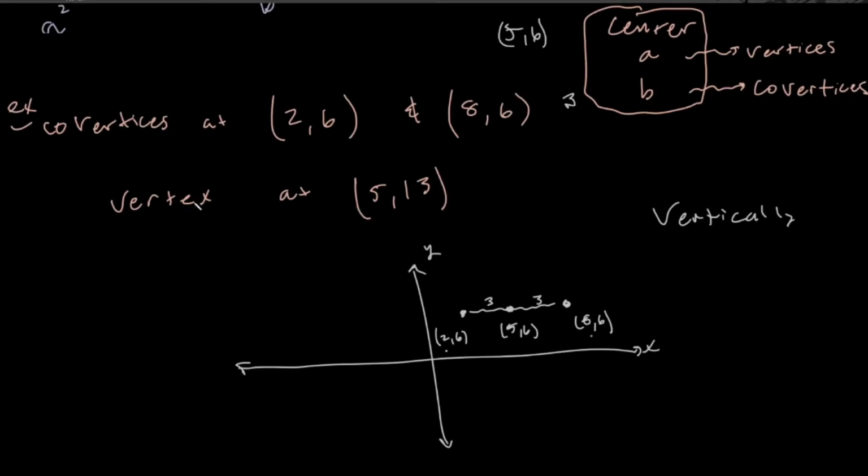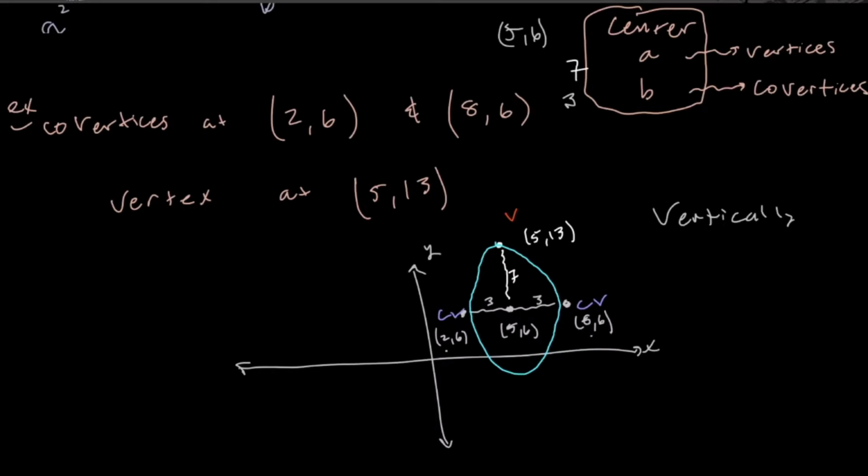So A, my vertex, these are co-vertices, and my vertex is up here at 5, 13. 7 units above the center. So that means that A must be 7. Now we have everything we need. And also, if you just happen to want to sketch an ellipse, this is how you graph an ellipse as well. We're not really going to talk about graphing ellipses, because even doing these problems, you have to graph the ellipse, if that makes sense. So 5, 6, 7, and 3.